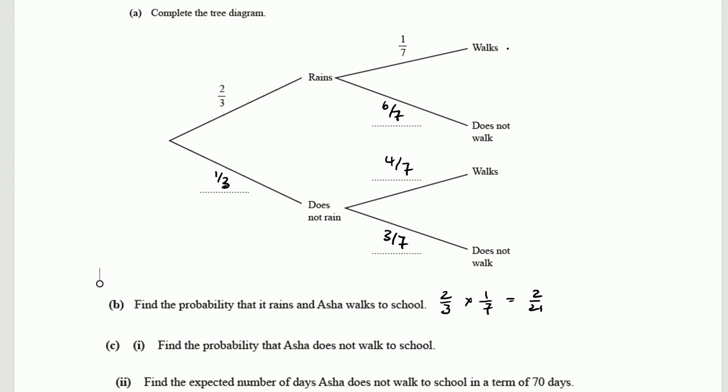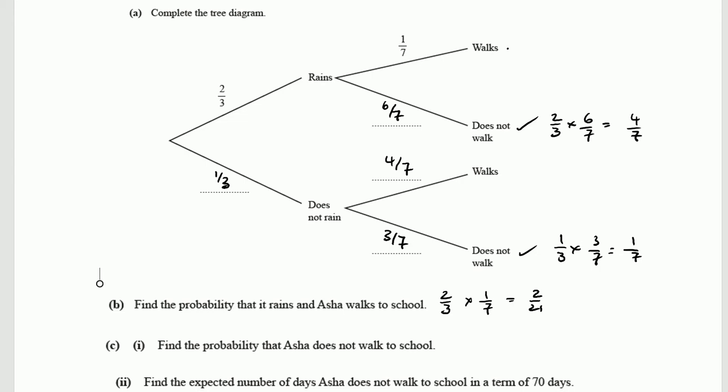Now I want to find the probability that she does not walk to school. Well, both of these endings to the tree diagram lead to her not walking to school. This one is 2/3 times 6/7. This comes out as 4/7. And this one comes out as 1/3 times 3/7, and that comes out as 1/7.